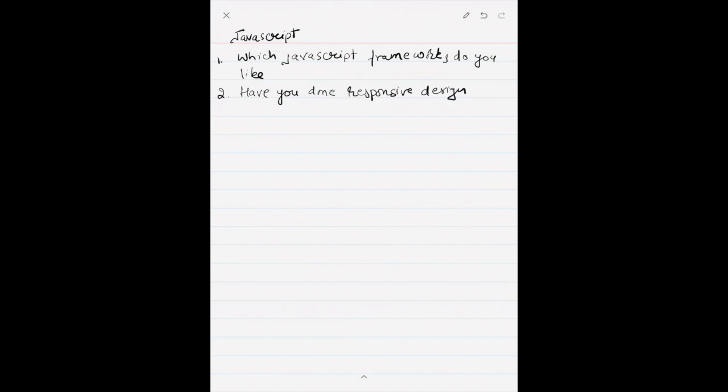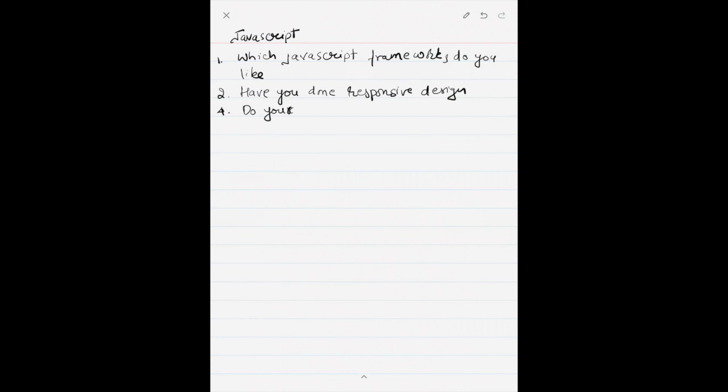So next comes the JavaScript category. The questions being asked are: which JavaScript frameworks are you using? Which JavaScript framework do you like? One question was asked: do you like AngularJS? I said yes, I do like AngularJS. Before AngularJS, you had to use so many frameworks. For binding, you had to use one framework. For templates, you had to use another framework. For MVC, you had to use another framework. So you had to use so many frameworks. AngularJS solved the problem by using only one framework.